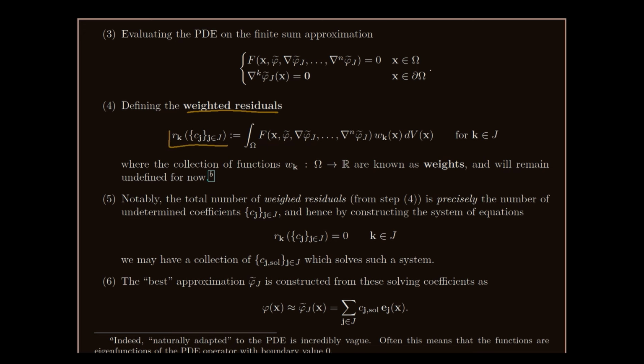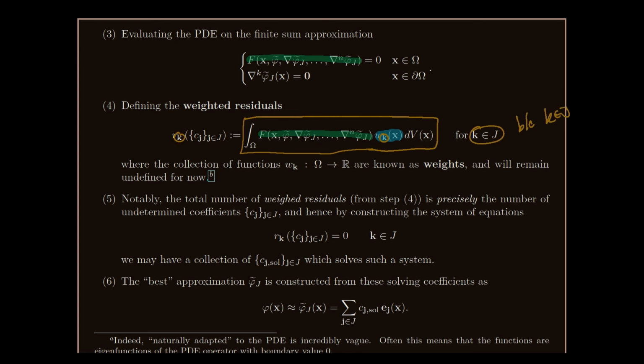A weighted residual is really a function of the unknown coefficients, and it's going to be defined as an integral of f, the left-hand side here, against something called wk. Those are called weight functions. And there are going to be k of them, for k in j. Because k is in j, there are equally as many weighted residuals as there are unknowns. And this is really what's going to make our lives easy. We have an equal number of weighted residuals as we have unknowns.